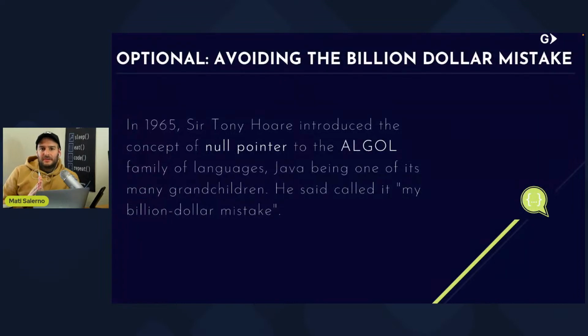So to start talking about the patterns that we have in functional programming, I want to introduce one pattern called the optional pattern or the maybe pattern. And this is a pattern that we want to use to avoid the $1 billion mistake. Sir Tony Hoare introduced the concept of the null pointers in ALGOL, and the whole family of ALGOL languages inherited that concept of null pointer, and Java, being one of its many grandchildren, also inherited the null pointer. So in Java, we can create a variable and we can assign it to null. And Sir Tony called this his $1 million mistake.